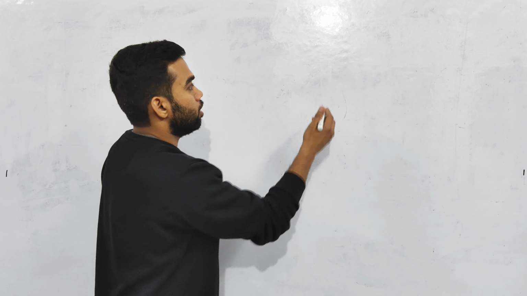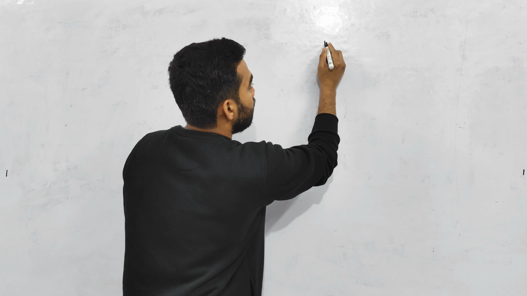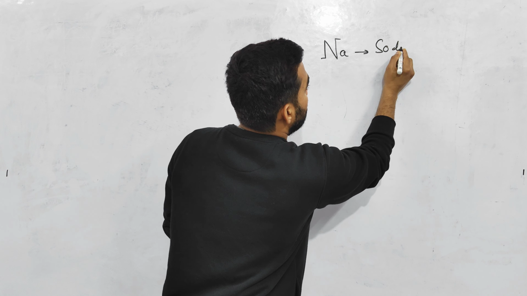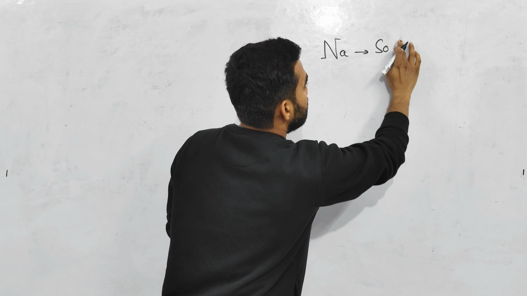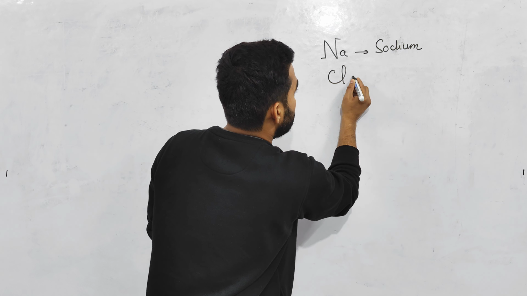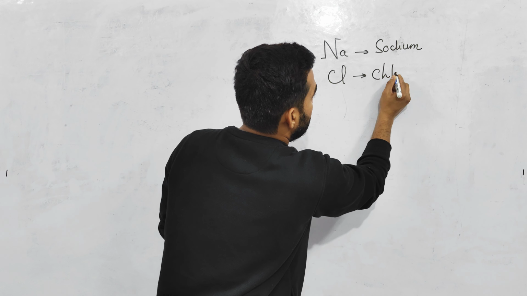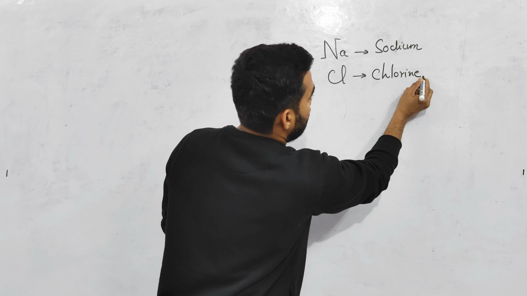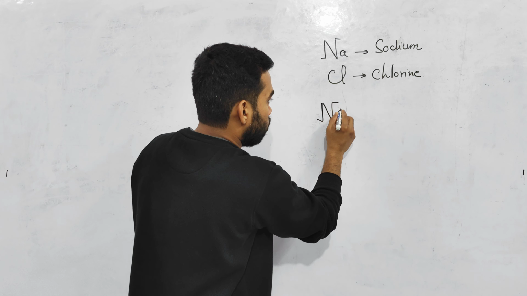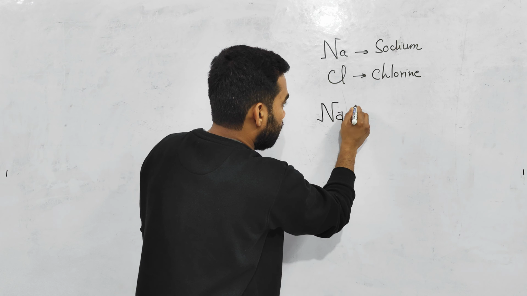So let's try to understand what's going on in that clip. Common salt is made up of two elements: sodium, Na, and chlorine, Cl. So the chemical formula for common salt is NaCl.